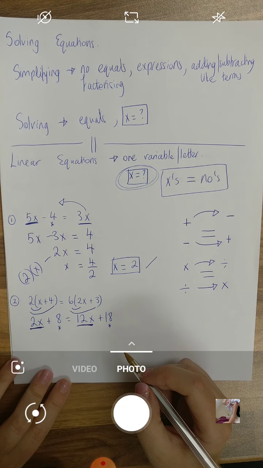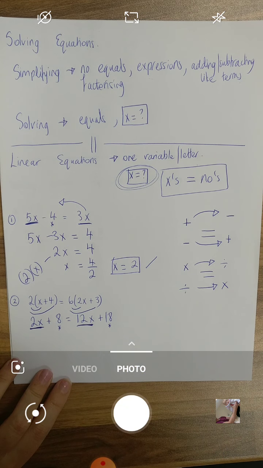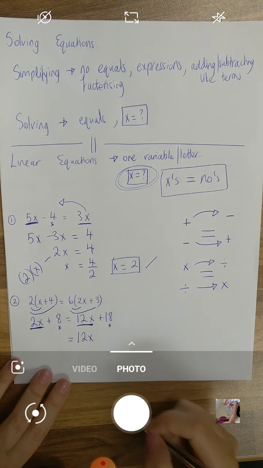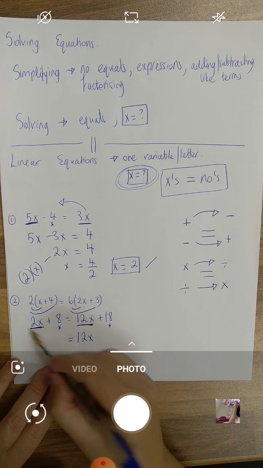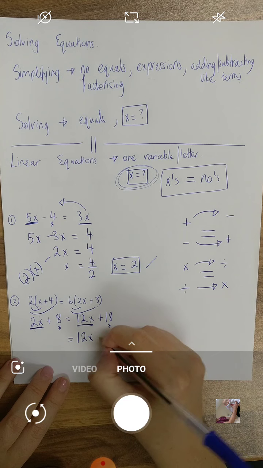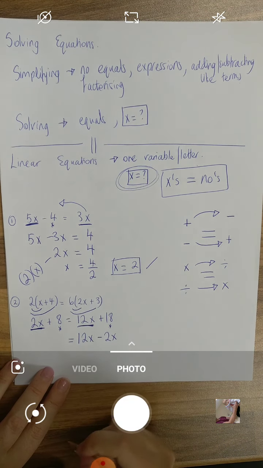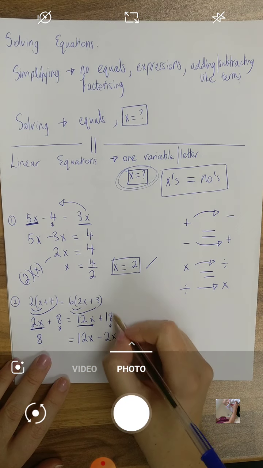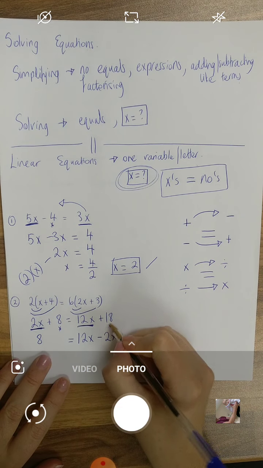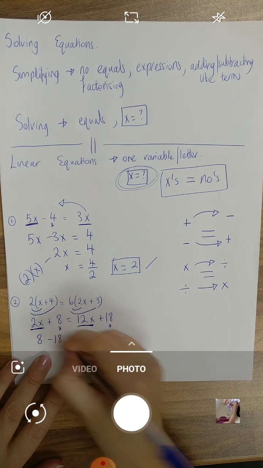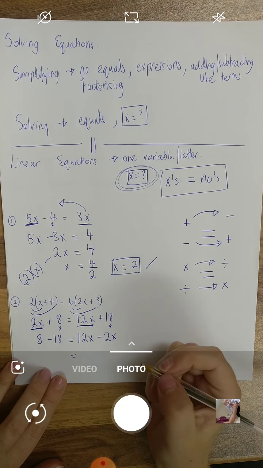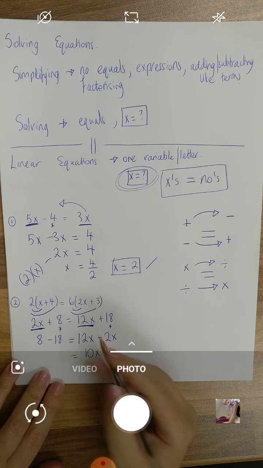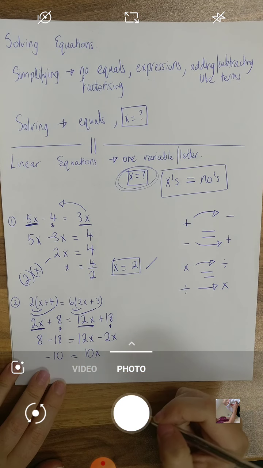So I'm going to move, it doesn't matter which side you have the x's, so I'm actually going to, in this example, leave the 12x on the right hand side, and I'm going to bring the adding 2x over to the other side, so we're now subtracting 2x. The plus 8 was already on the left hand side, and I'm going to move the plus 18 over to the other side, so it's now minus 18. 12x minus 2x is 10x. 8 minus 18 is minus 10.